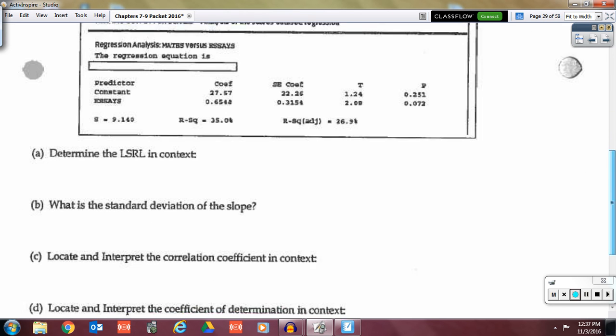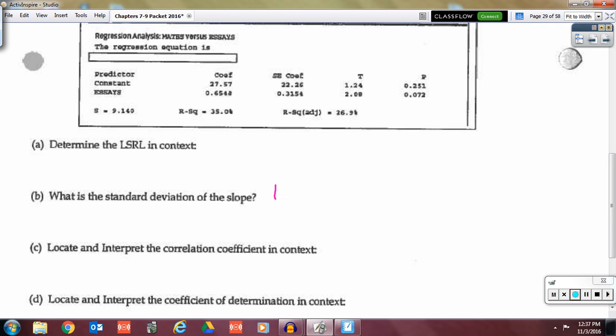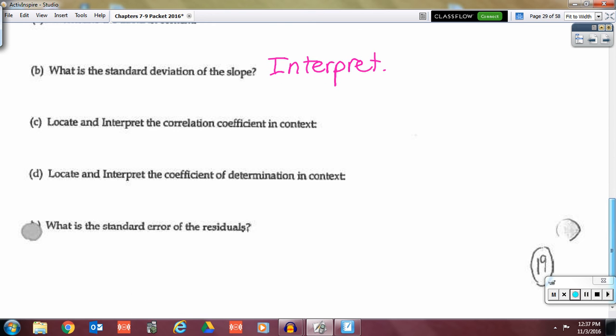All right, the next section is the same way. Question B asks, what is the standard deviation of the slope? I want you to interpret it as well. And question F, what's the standard error of the residuals? Interpret that as well. So basically, we know how to interpret them, not just find them. That's it. The rest of the class, I'm going to have you work on pages 18 and 19.